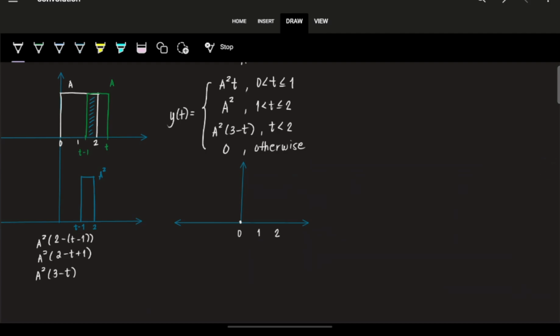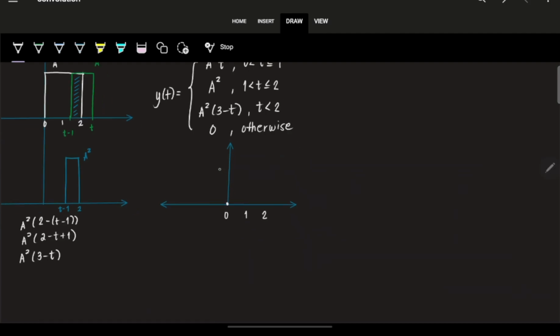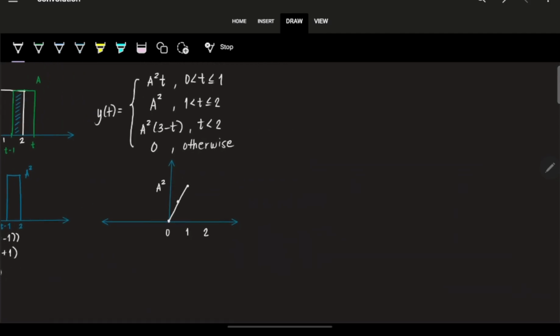I-fix natin si a squared. Lagay natin dito si amplitude na a squared. So at 1, we have a squared. Let's say 0.5. When t is equal to 0.5, that's a squared times 0.5, so that's a squared over 2. Kalahati. And so on and so forth. So pag ginraph natin yan, straight line. So that's between 0 and 1.